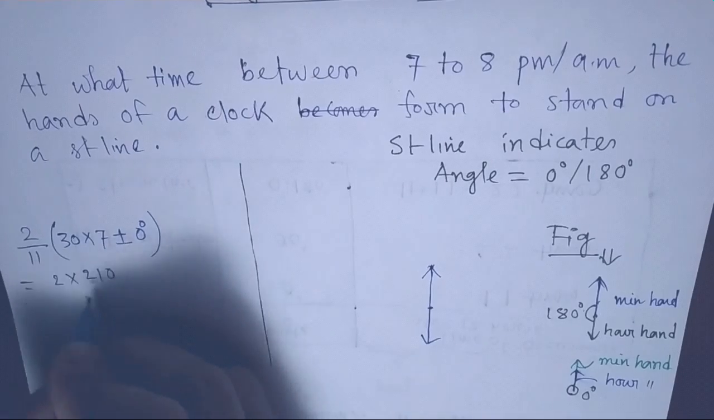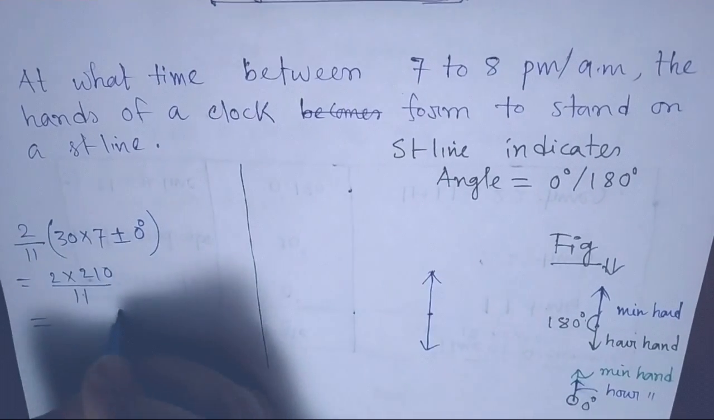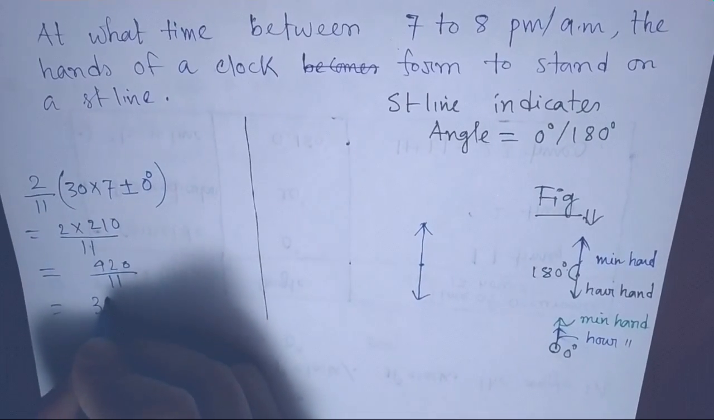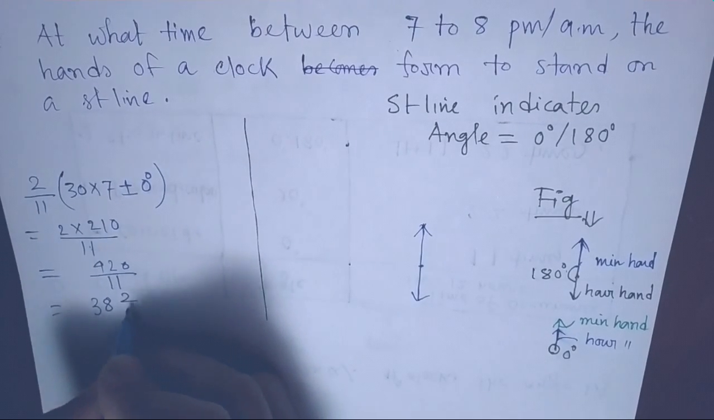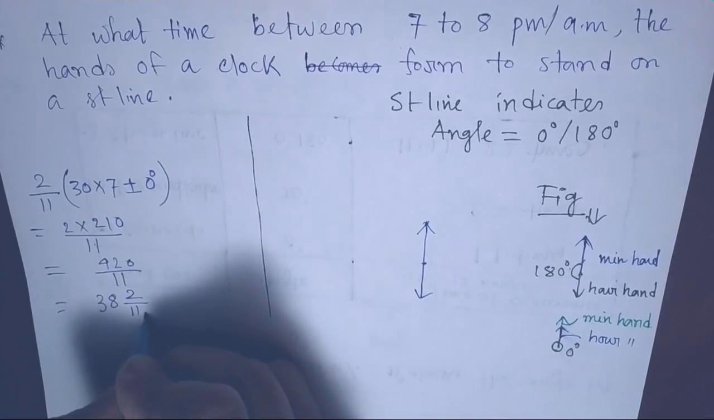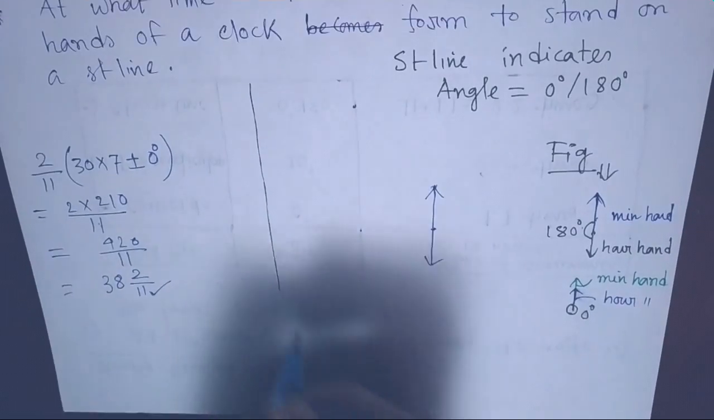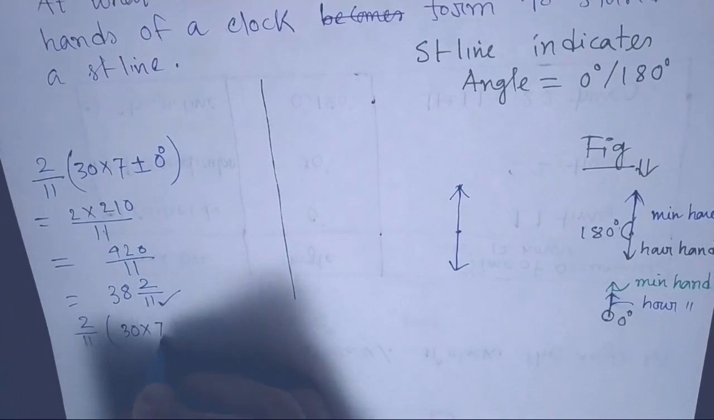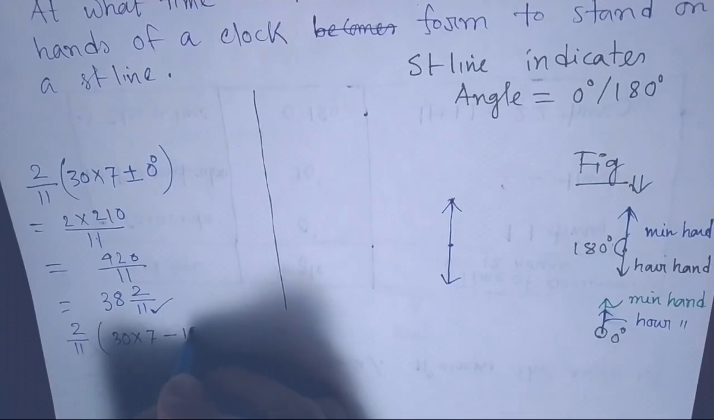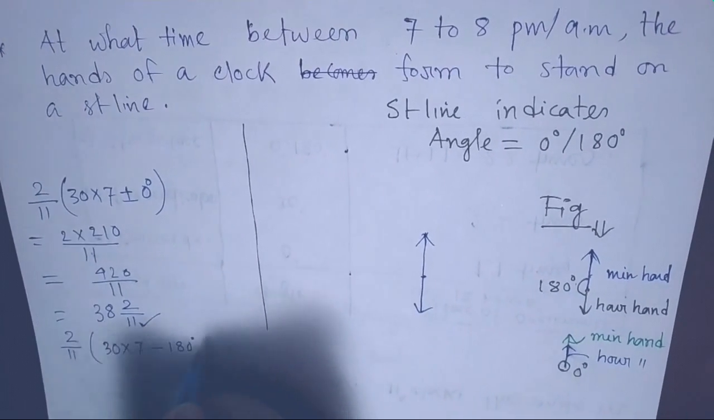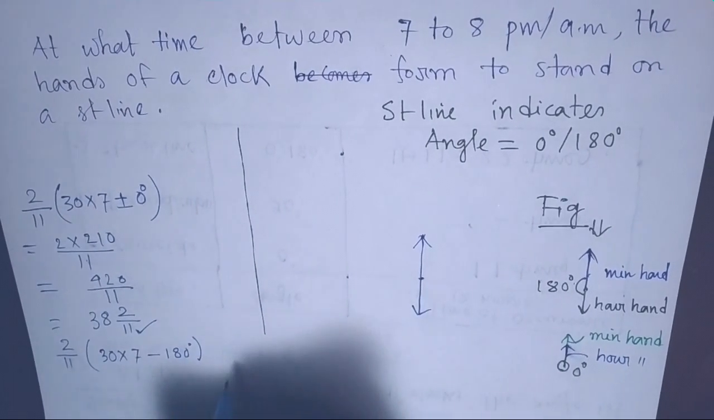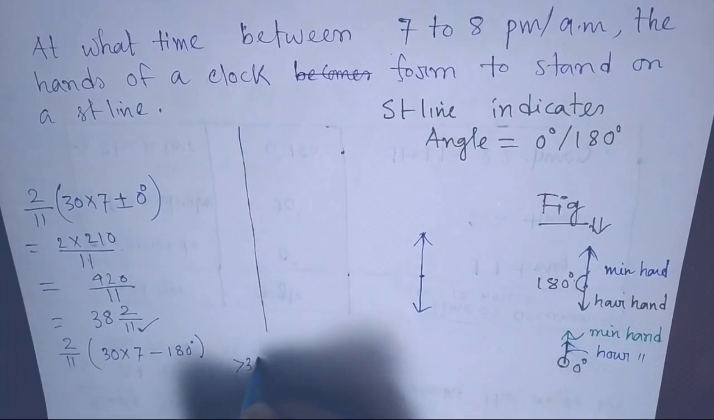2 by 11 equal to, it becomes 38 of 2 by 11, and this is the answer. And here is another answer if we take the 180 degree angle, taking negative sign or positive. If we take positive, then it must be greater than 360 degrees. So here it is a negative angle.